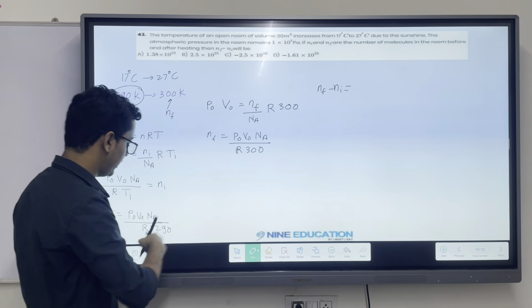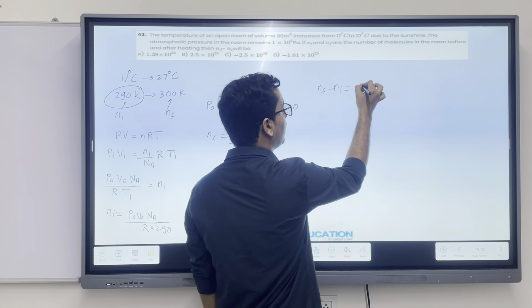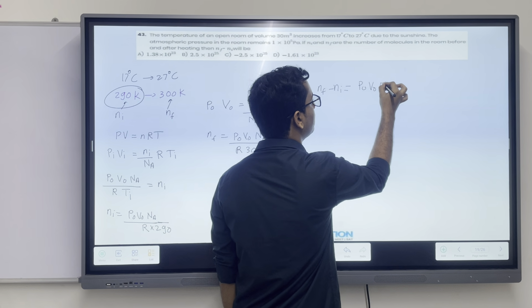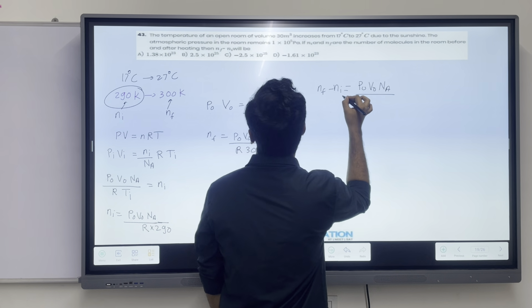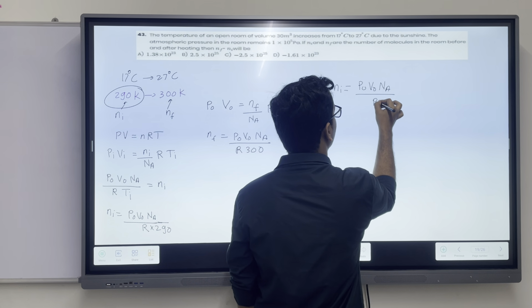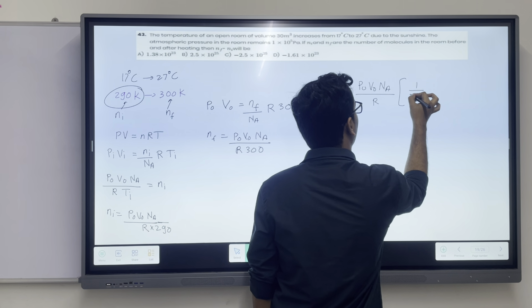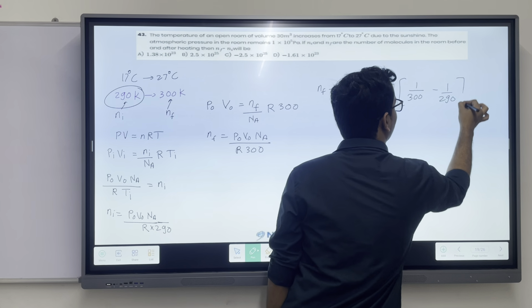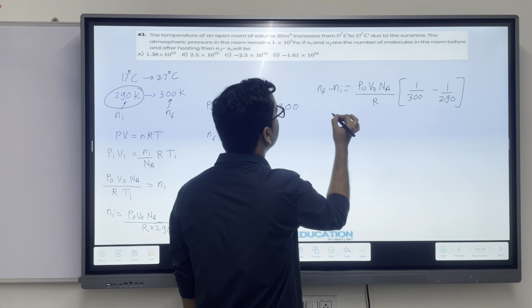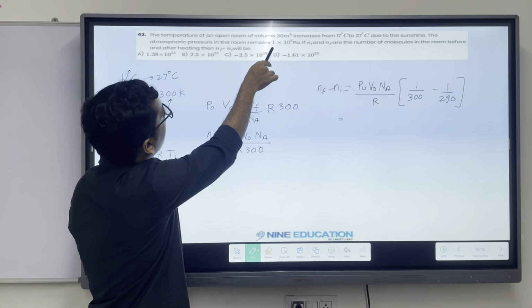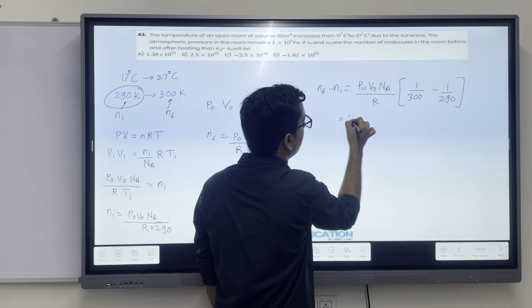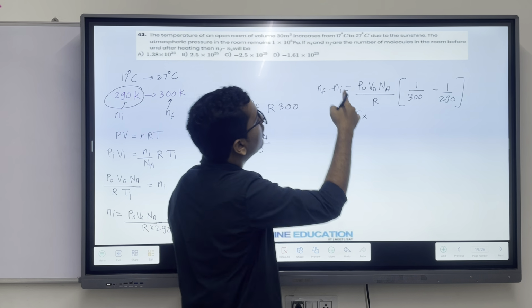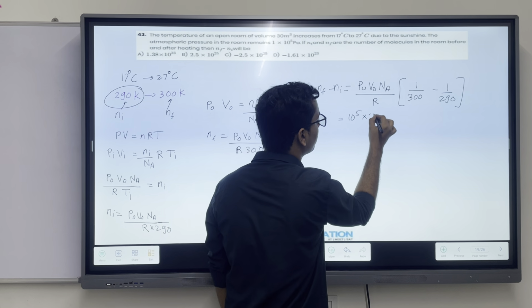Okay, only the temperature difference is there. So write down that P V naught, Na divided by R into 1 by 300 minus 1 by 290. What is the value of V naught? I think it is given. Atmospheric pressure 10 power 5. V naught is just given, 30 meter cube.